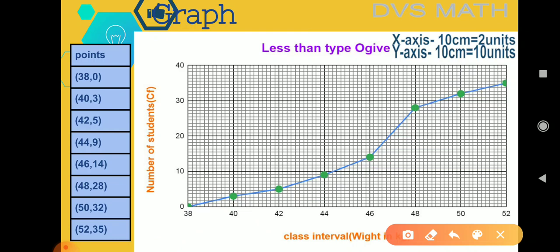So now the points 38, 0; 40, 3; 42, 5; 44, 9; be careful when you are plotting; 46, 14; 48, 28; 50, 32; 52, 35. If you join all these points, we get one curve, that is the less than type ogive. Now we have plotted the less than type ogive. Now we have to find the median in the graph as well as the median using the formula. So let us move.